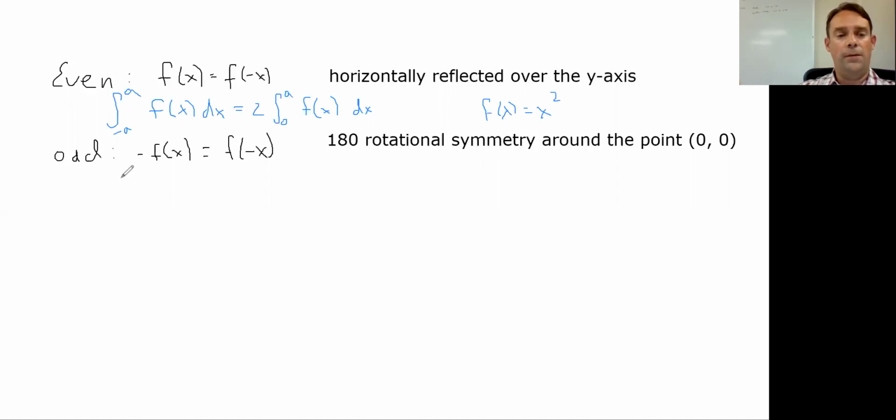Now, if it's odd, and they are the negative of each other, it turns out odd functions actually add up to 0. We'll see that idea here in this kind of function, the cube root of x.